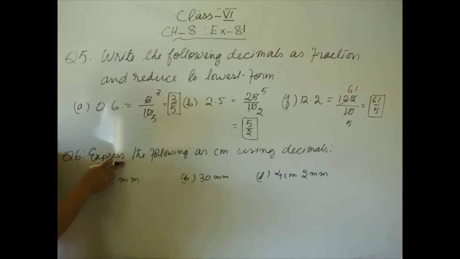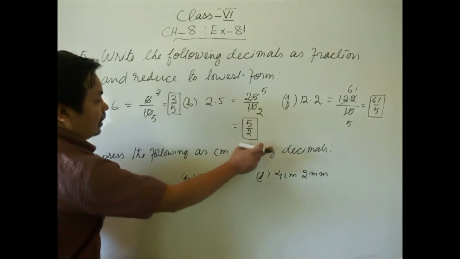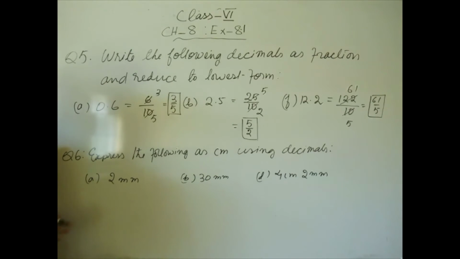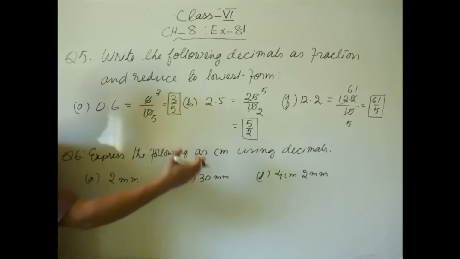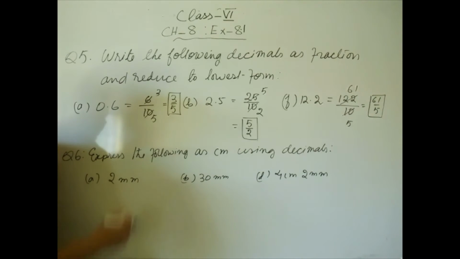Question number 6 we have: express the following as length using decimal numbers. Obviously, see the given here is 2 millimeter, 30 millimeter, 4 centimeter and 2 millimeter. So I am using some of the questions out of this, and I'll show you how to solve the answer here. Express the following as centimeter. Express means write them as a centimeter.